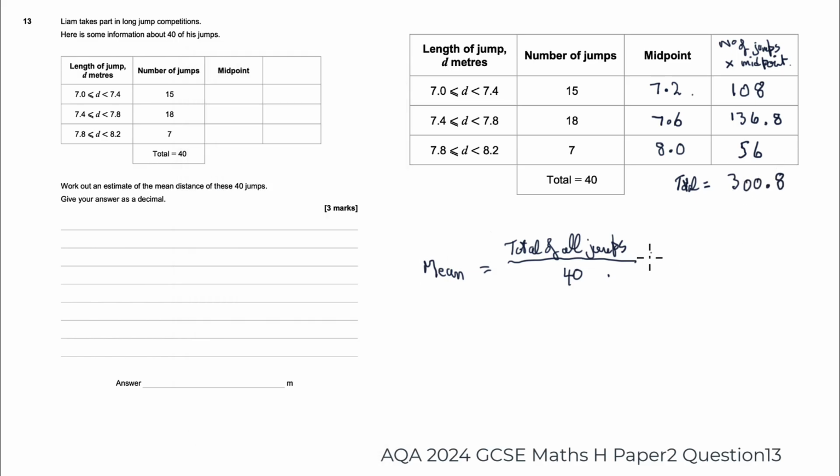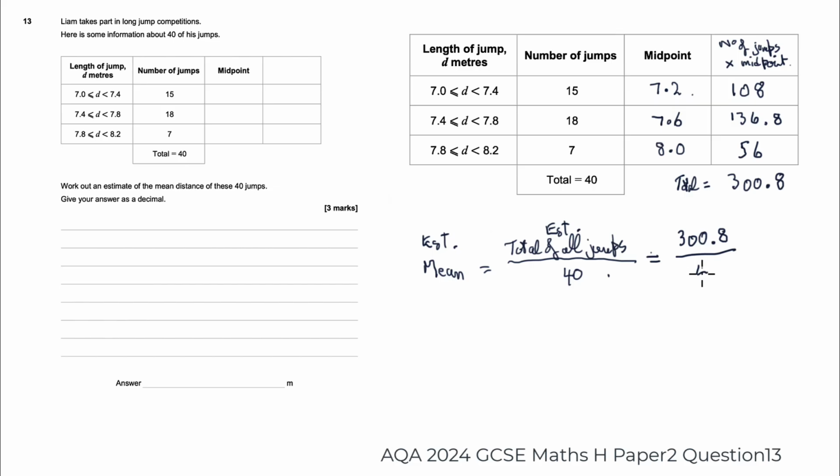So to work out the mean, the estimate for the mean would be the estimate of the total of all the jumps. Well, that's a pretty good estimate. We've got 15 lots at 7.2 plus 18 lots at 7.6 plus 7 lots at 8. That comes to 308.8 for the total of all his jumps.